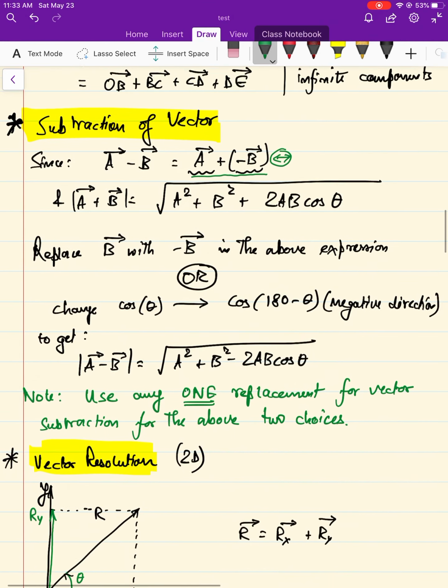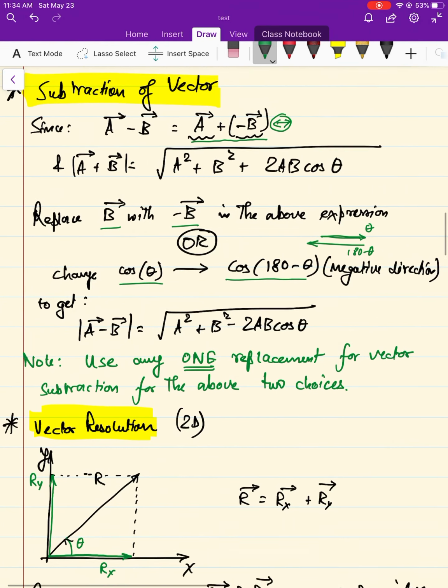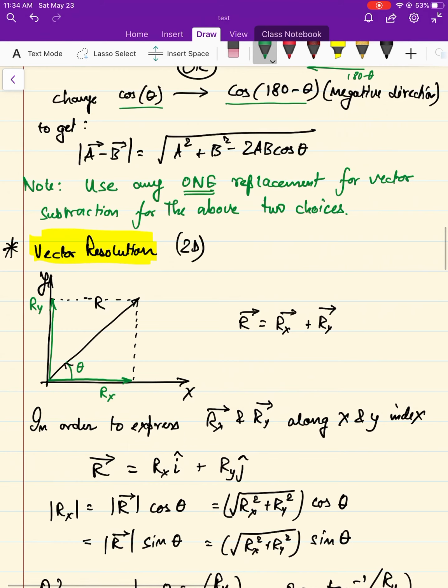In this case, what we do is we replace B with minus B as we see in the problem, and then in the above expression we replace it. Or what we can do is change cos theta to cos of 180 minus theta, because that indicates the negative direction in which B is acting. So let's say B is acting in one direction, and now B is acting in the other direction. If this angle is theta, this is definitely 180 minus theta in which it is acting. That is how we calculate the angle between A and B. That's one way to do it, or the other way is simply changing the sign of B to minus B.